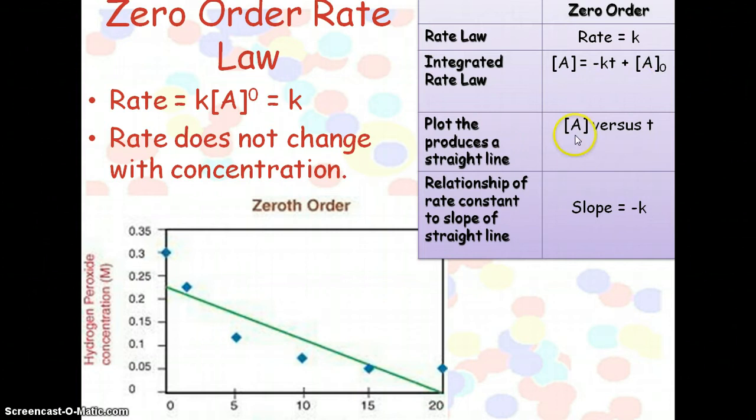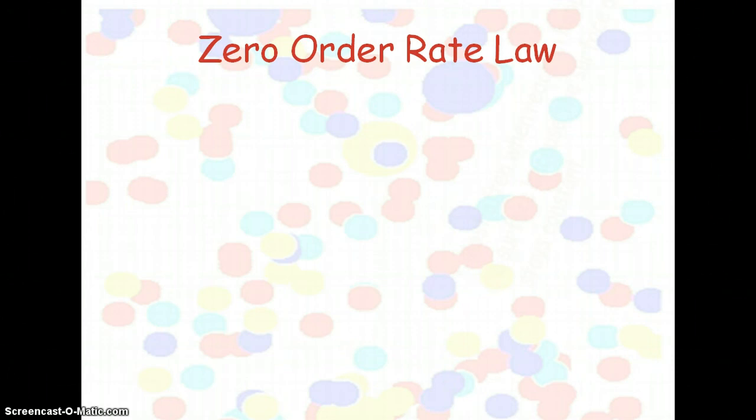You get a straight line from the concentration versus time graph. And again, your slope is going to be negative k. So for zero order and first order, the slope is negative k. And for second order, the slope is just plain k.